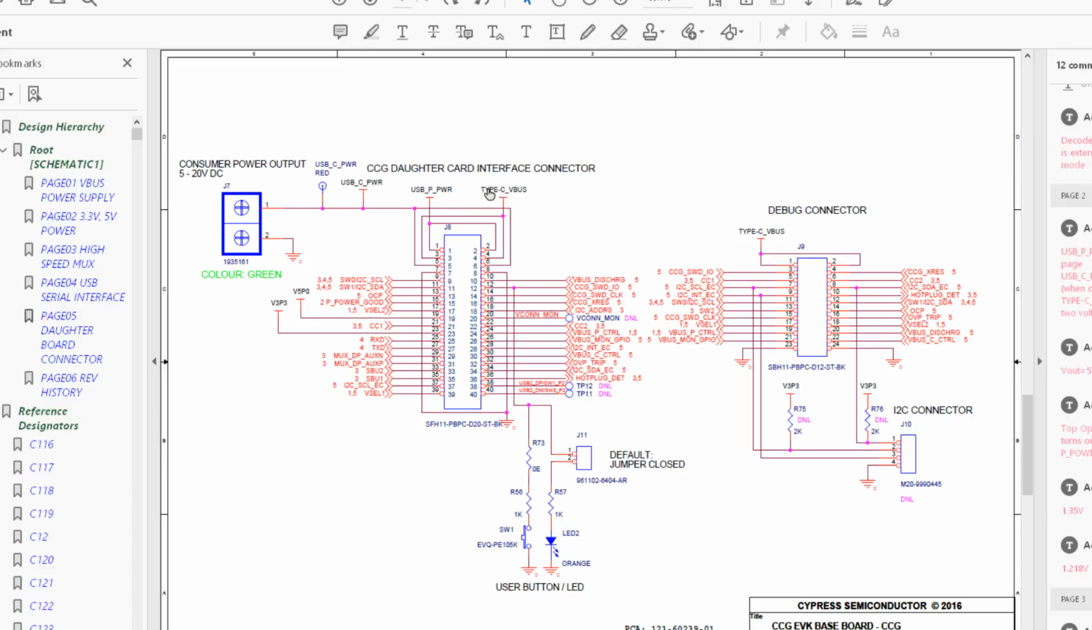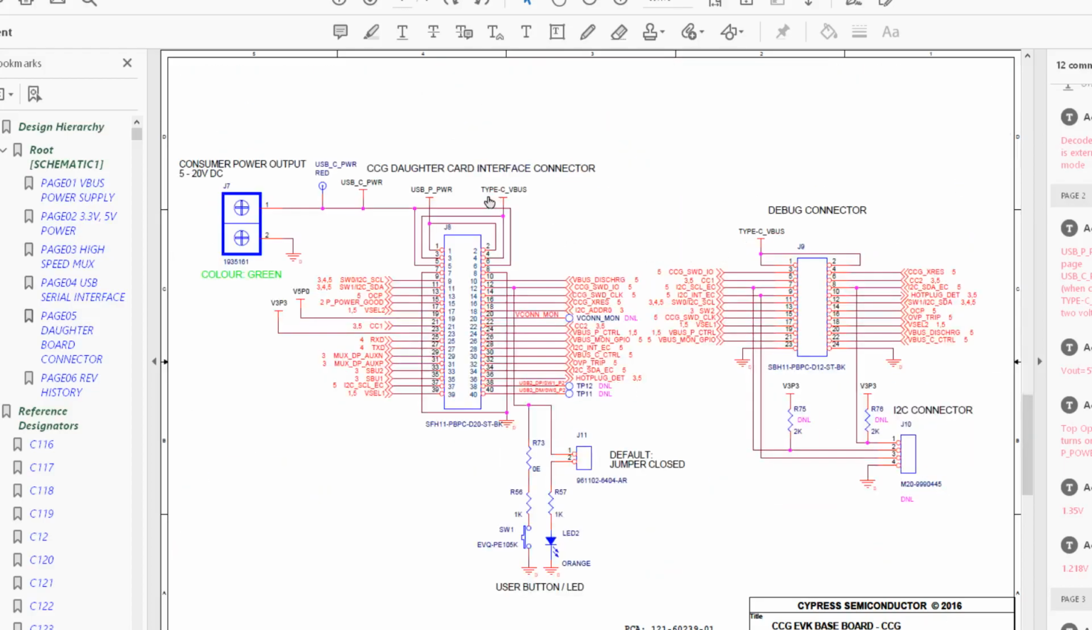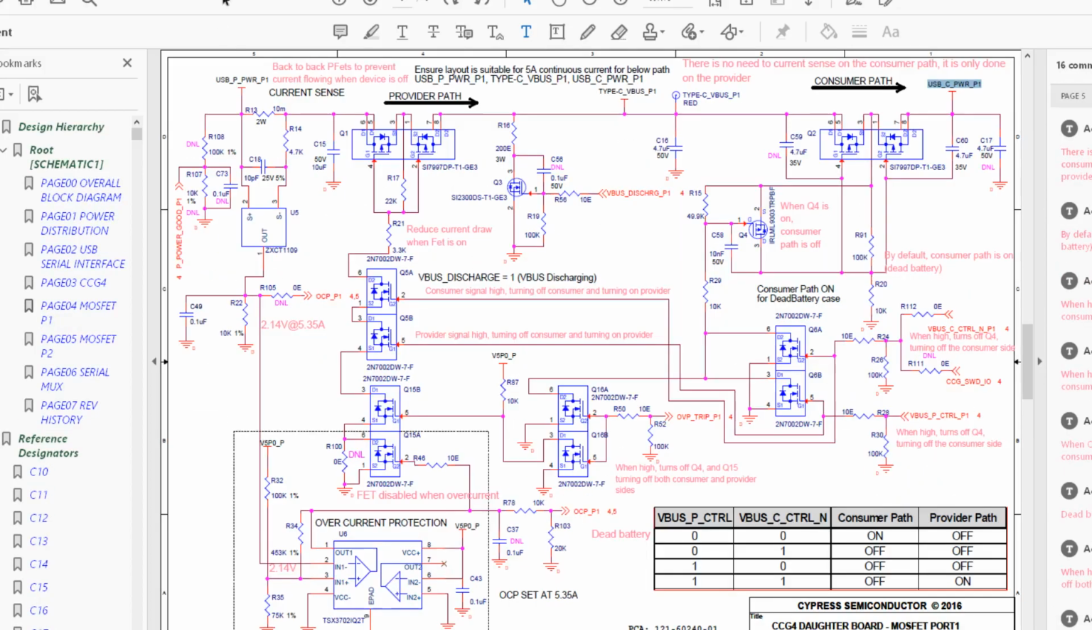There you go. Type-C VBUS. So whether you're a provider or consumer, you get Type-C VBUS and USB-C power. So all three on these. So whether you're Type-C power, USB-C underscore power, which means you're a consumer.